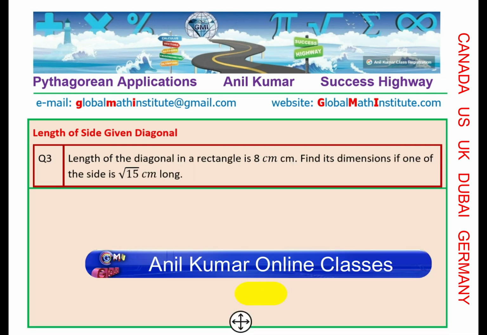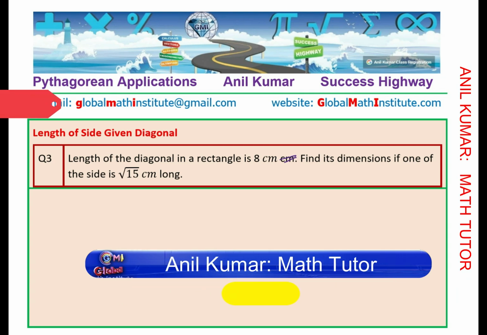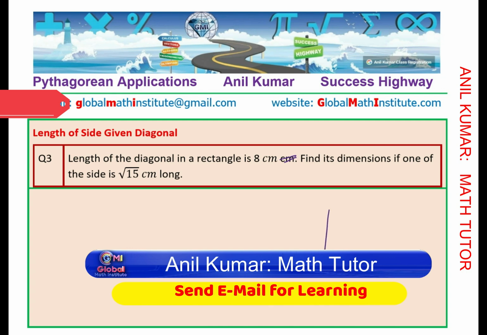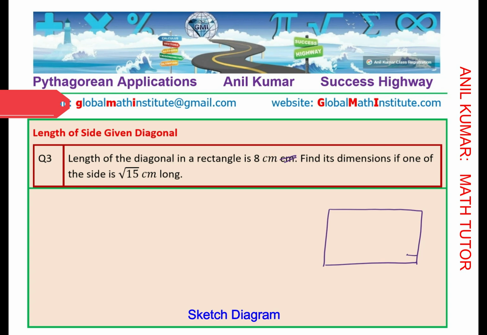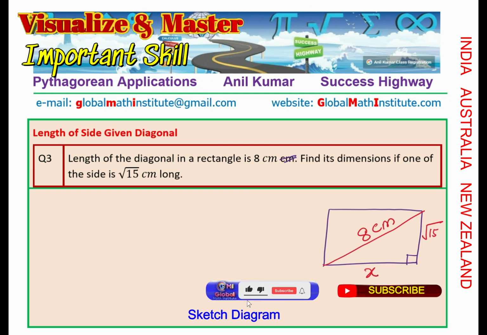The last question here is: the length of the diagonal in a rectangle is 8 centimeters. Find its dimensions if one of the sides is square root 15 centimeters long. So we have this particular rectangle. We are given that the diagonal is 8 centimeters, and one of the sides is square root 15. Let's say we don't know the other side, which we need to find.